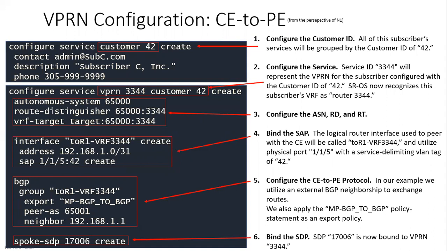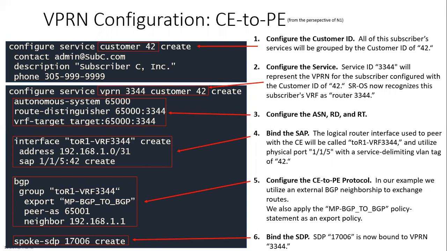So you could do a ping test, but the router will now be, well, Cisco calls it VRF aware. So if you wanted to ping this particular host, since the router now recognizes this VPRN as router 3344, your command would be ping router 3344 192.168.1.1, and source it with a .0. Or if you wanted to look at the global routing table, for example, your command would be show router route table. But if you wanted to look at this particular VPRN's routing table, your command would be show router 3344 route table.